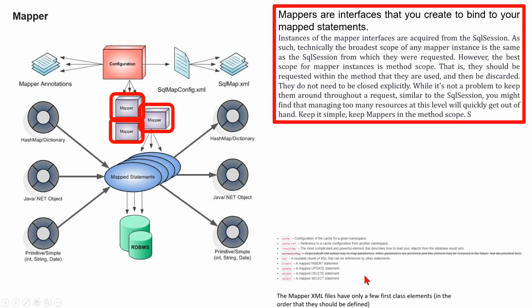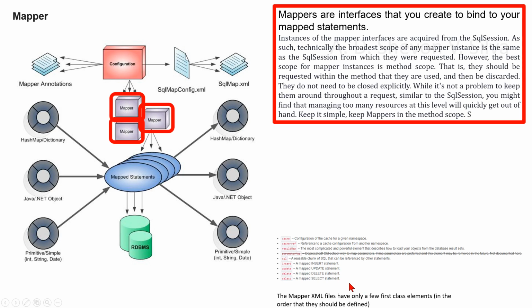Here you can see the mapper XML file has only a few first class elements in the order that they should be defined. The true power of MyBatis is in the mapped statement. This is where the magic happens. For all of their power, the mapper XML files are relatively simple. Certainly, if you were to compare them to the equivalent JDBC code, you would immediately see a savings of 95% of the code. MyBatis was built to focus on SQL, and thus it stays out of your way.